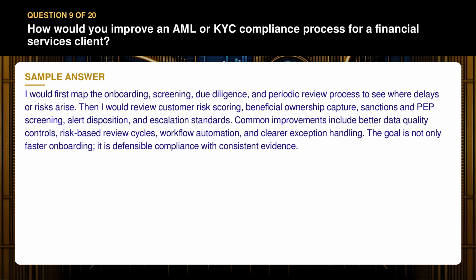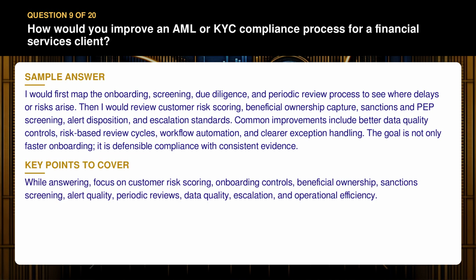Common improvements include better data quality controls, risk-based review cycles, workflow automation, and clearer exception handling. The goal is not only faster onboarding, it is defensible compliance with consistent evidence. While answering, focus on customer risk scoring, onboarding controls, beneficial ownership, sanction screening, alert quality, periodic reviews, data quality, escalation, and operational efficiency.